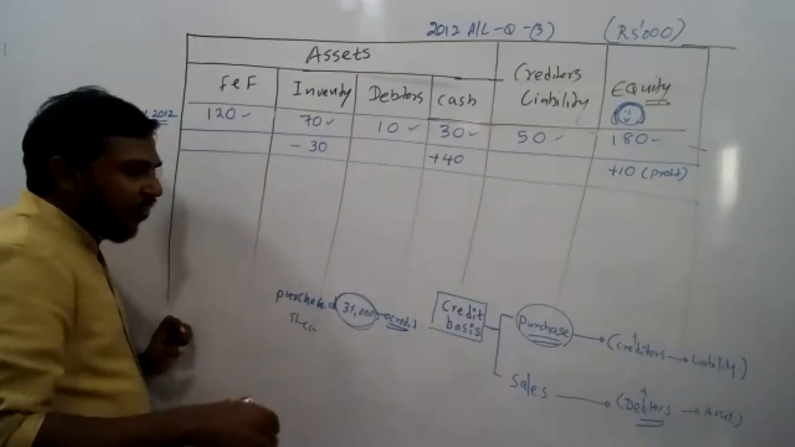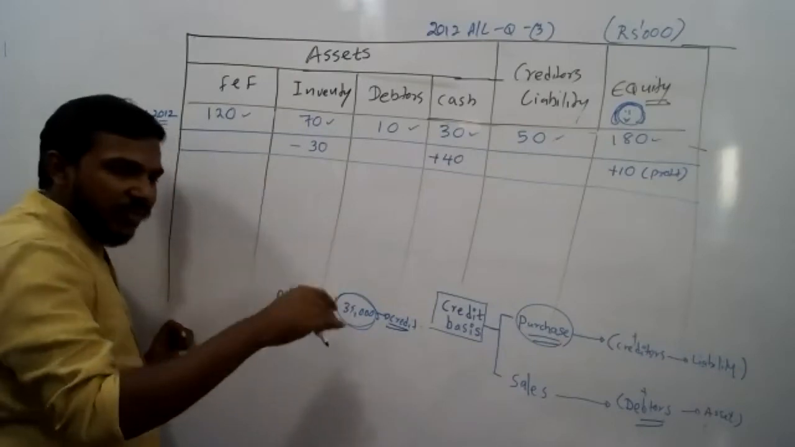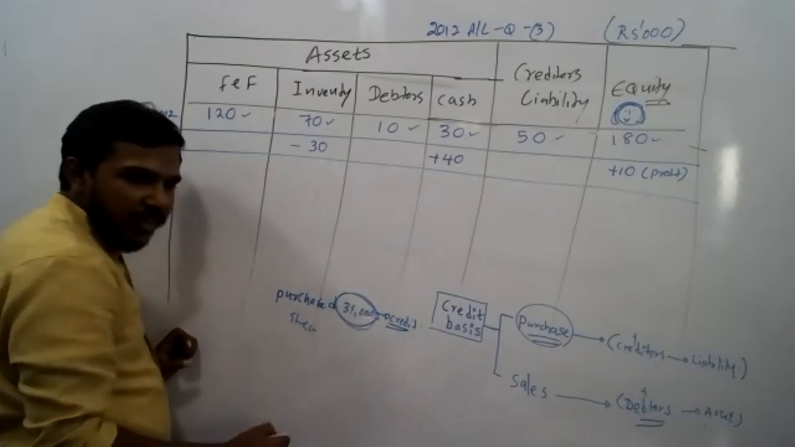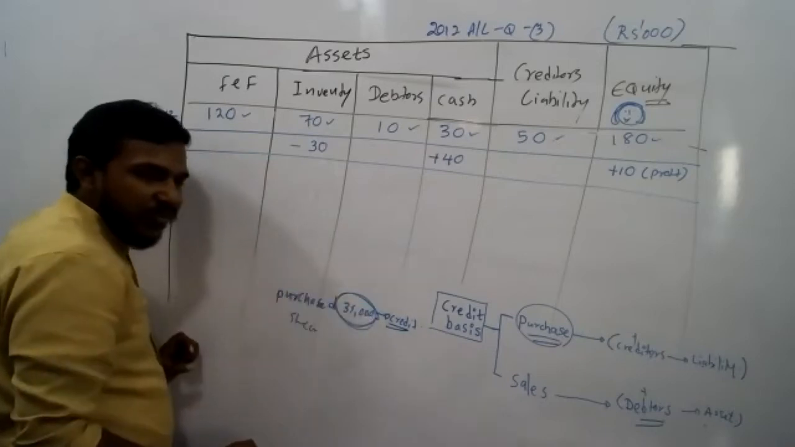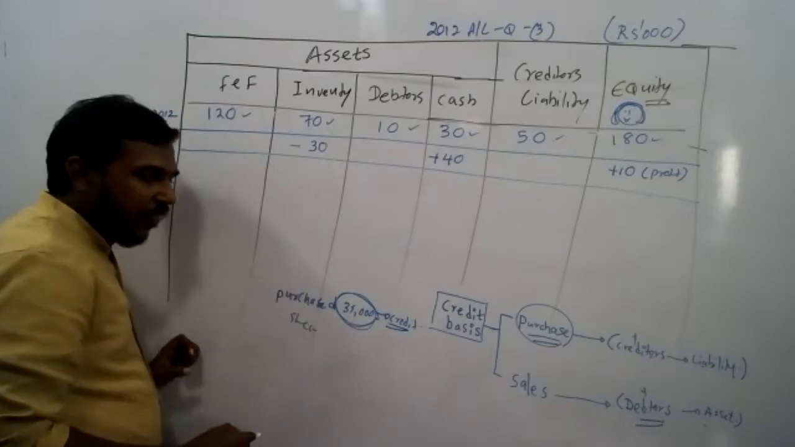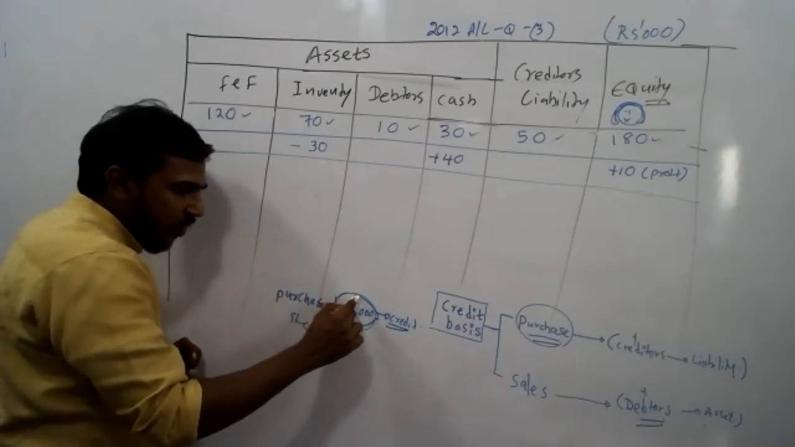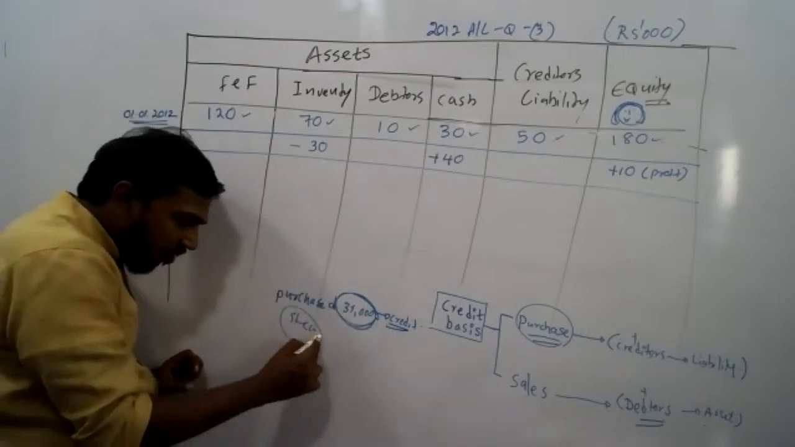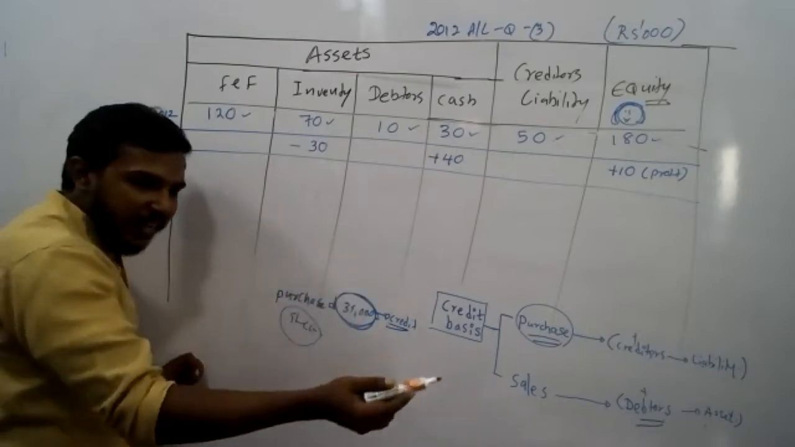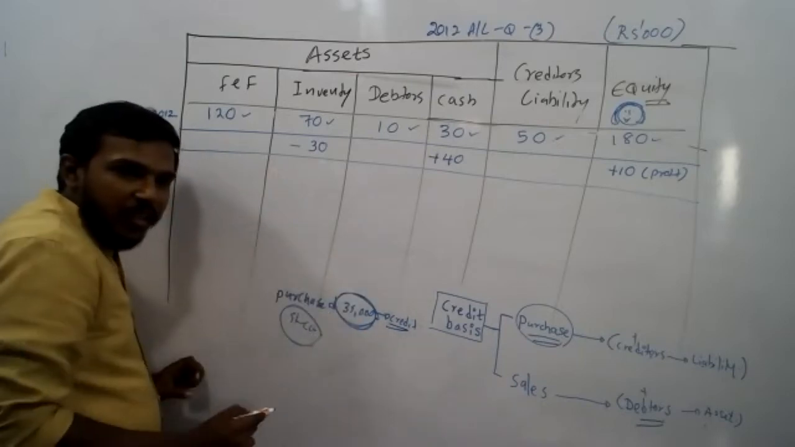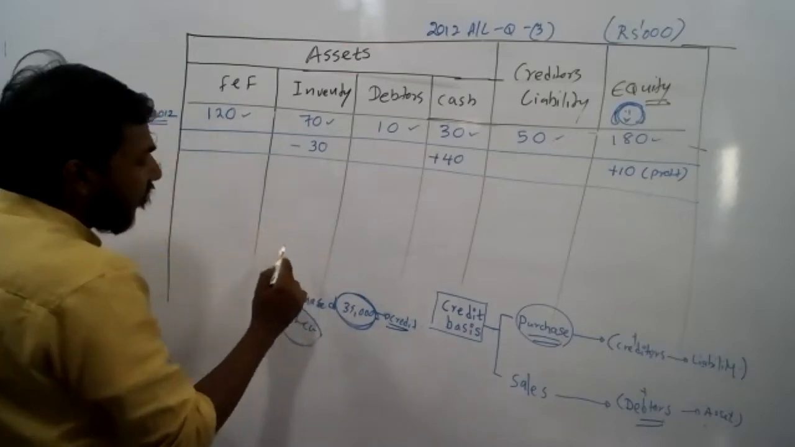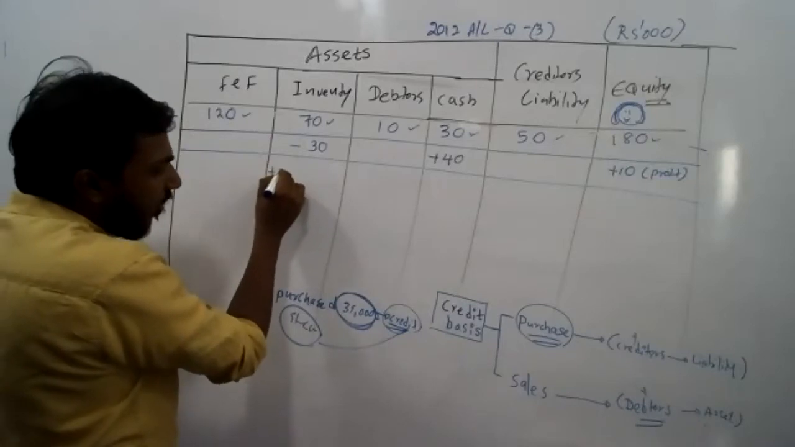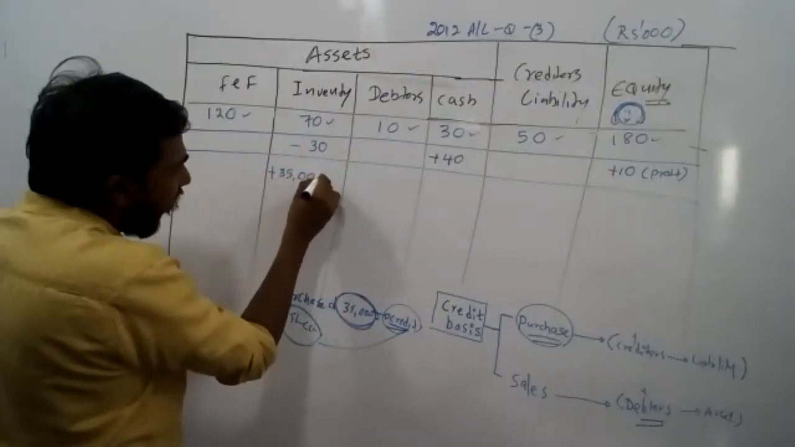Whether it's on cash basis or on credit basis, doesn't matter. You get the stock, right? So whether it's cash basis or credit basis, you will be entitled to the stock. So inventory increased by 35,000.